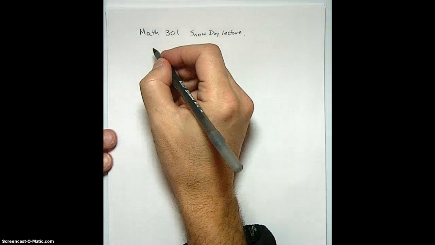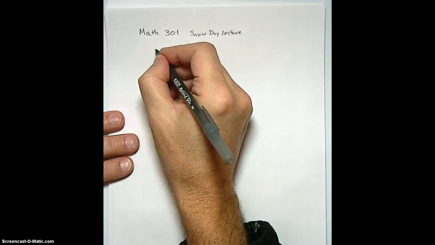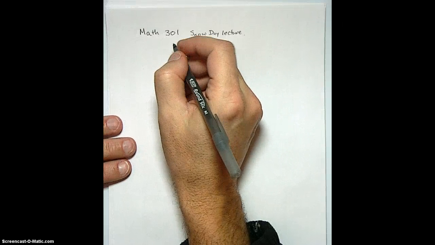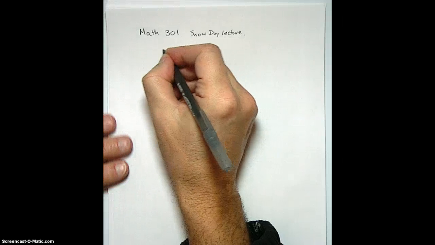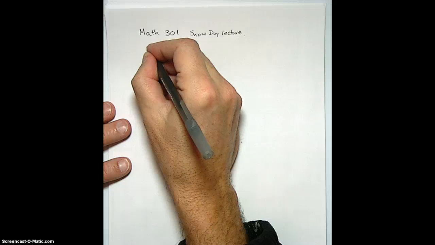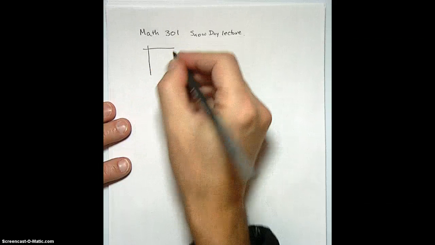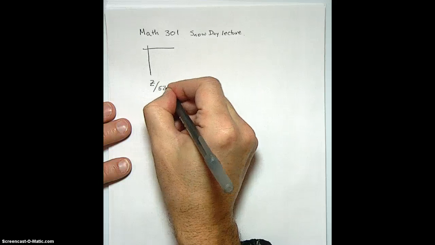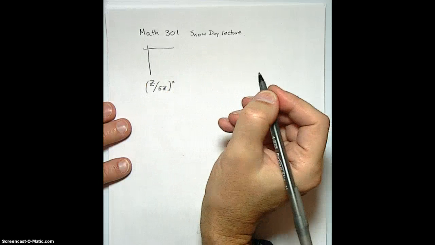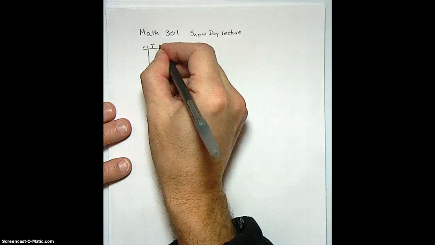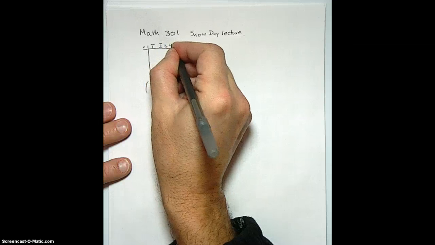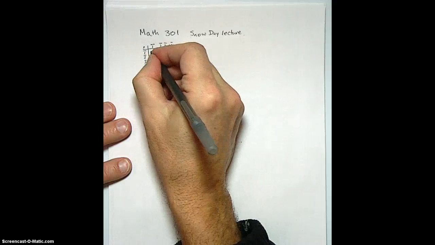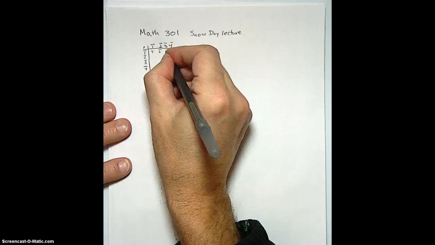Okay, hello class. This is a snow day lecture on number theory, Math 301. And we're going to talk about powers of congruence classes today. If you remember, we had multiplication tables modulo some integer. For example, here if we want to talk about the prime number 5, we have this multiplicative group, and we have these four congruence classes, and the multiplication table looks like this.